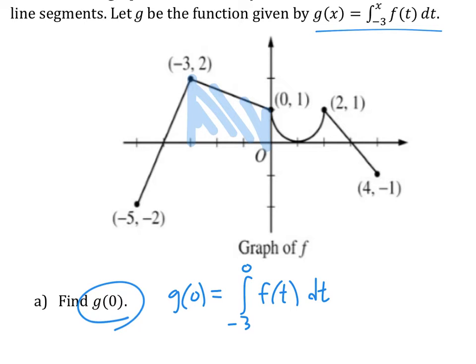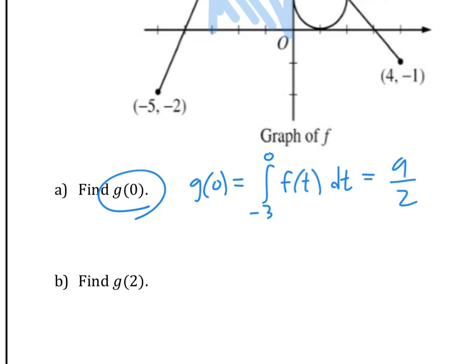So trapezoid. 2, 1, 3. 9 over 2. 2 plus 1, 3. Over 2. I think I got 6. What? 9 over 2? Oh, I'm sorry.